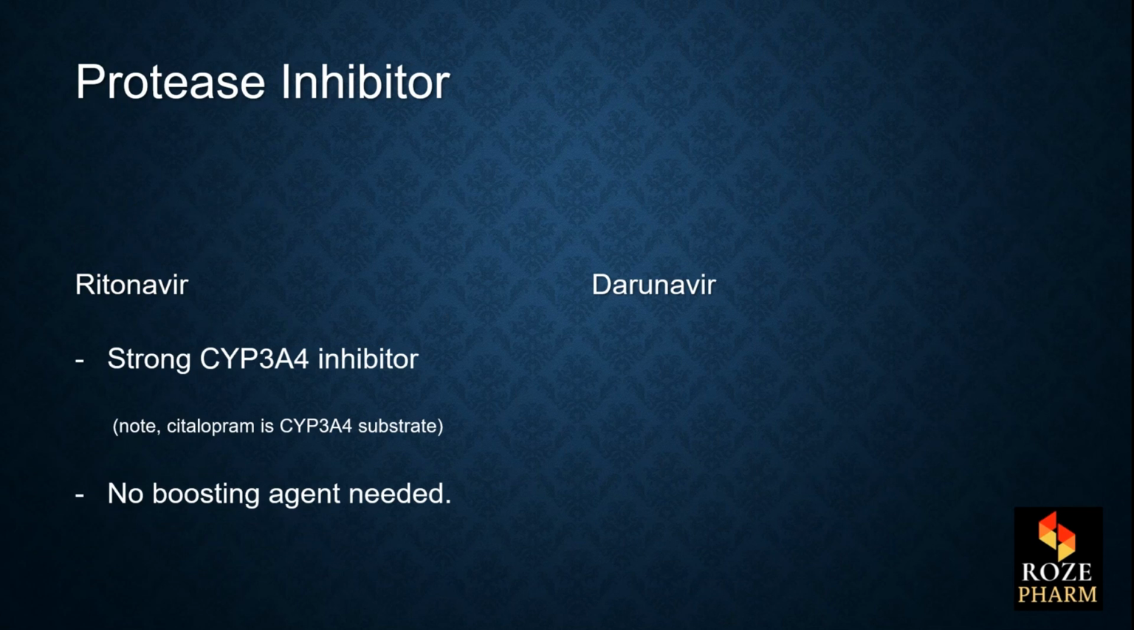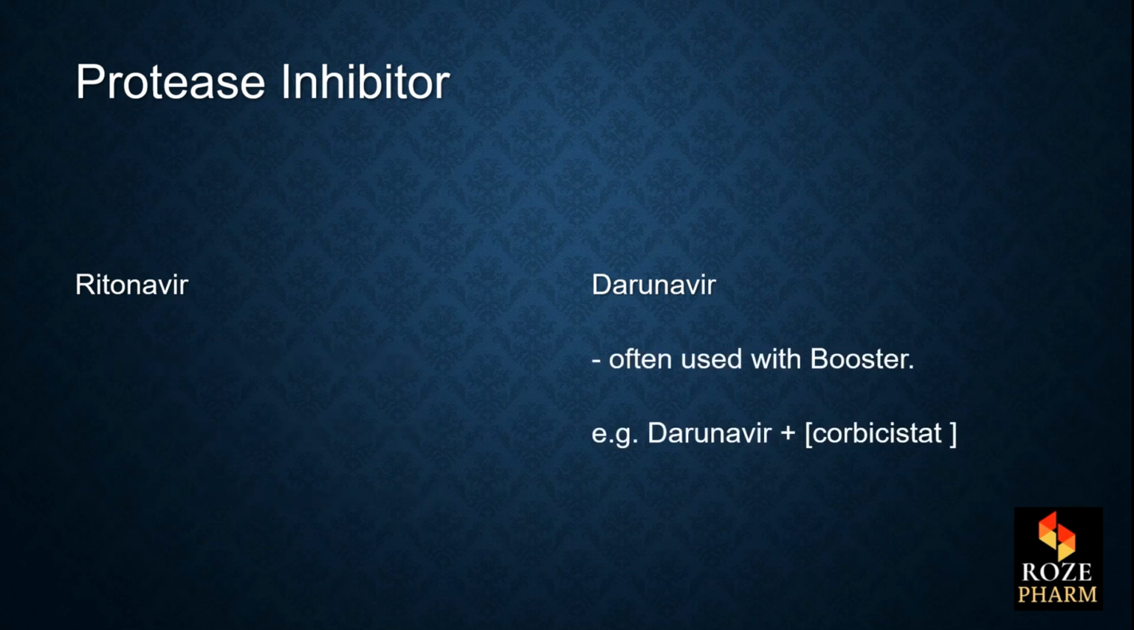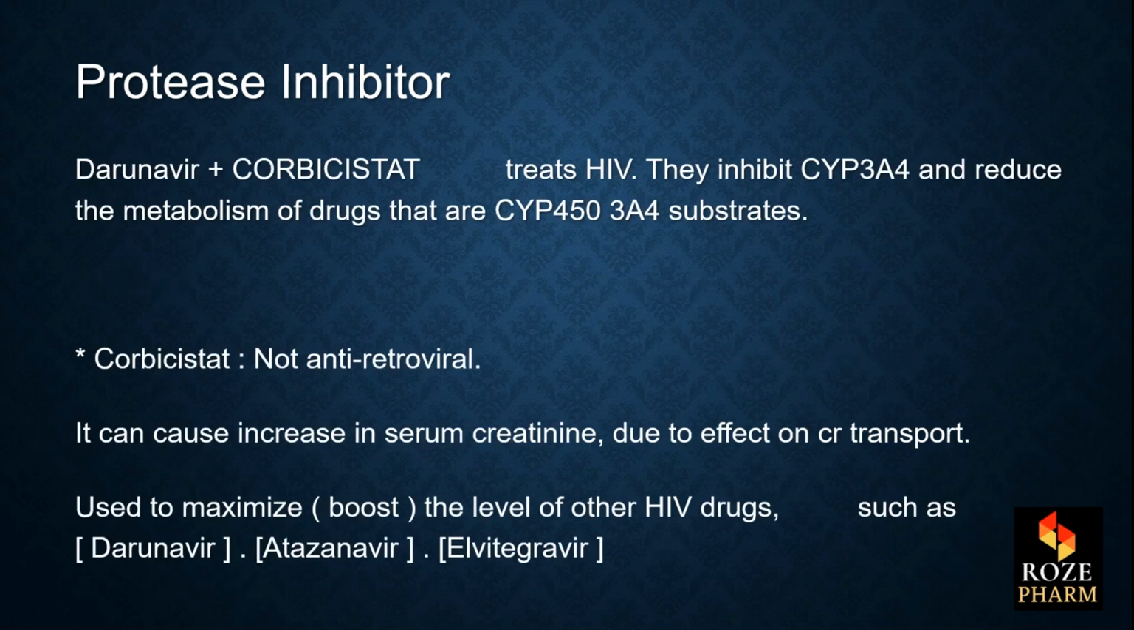Note that citalopram is a CYP3A4 substrate, and a lot of depression patients use citalopram. So when it is taken by an HIV patient who is depressed, keep in mind that these are in a substrate and inhibitor relation. Ritonavir we don't need any boosting, while darunavir we use with a booster, for example with cobicistat.